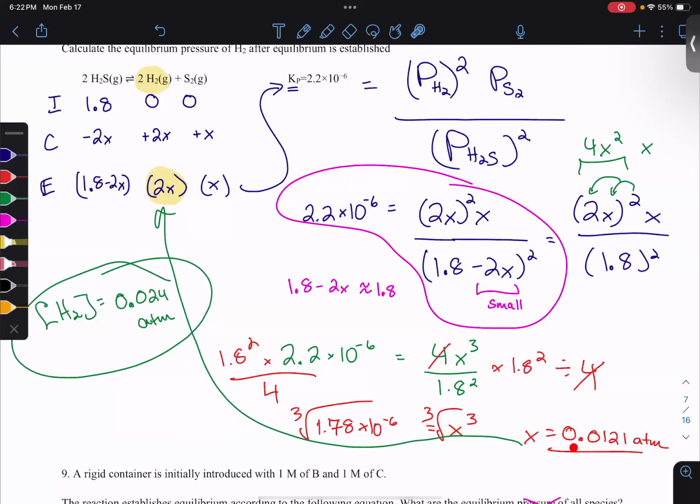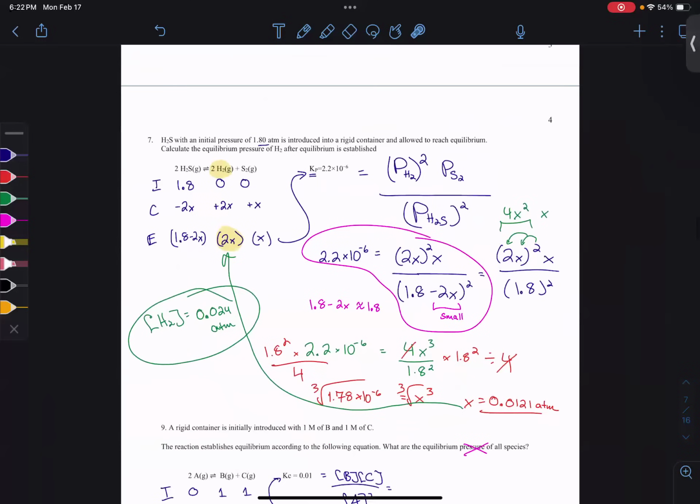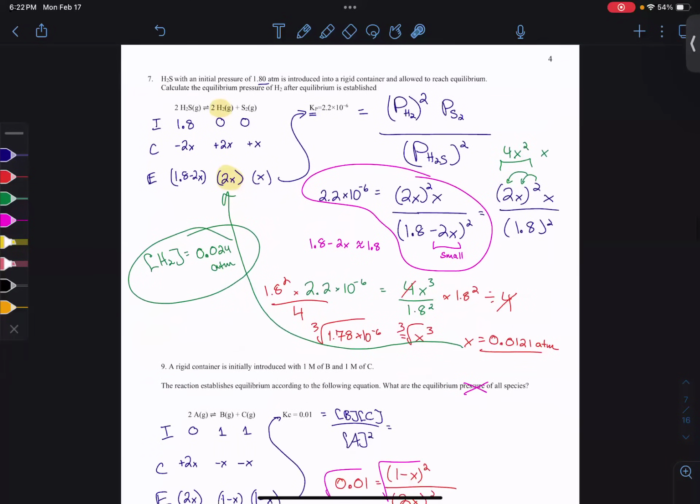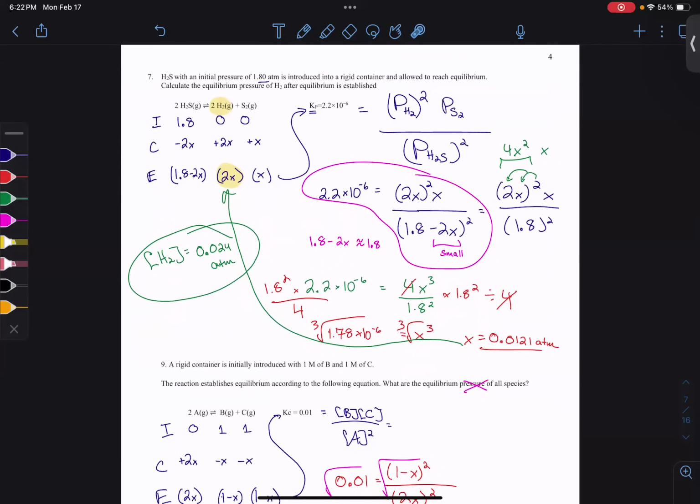If we did the approximation, we got x equals 0.6. Would our approximation make sense? No, 0.6 is a really large fraction of 1.8, but 0.01 is a very tiny fraction of 1.8. So that's why this approximation works. If x was like 0.5 or something, then it would not work. So that is what you need to be looking at when making these approximations. We're going to be doing it a lot in chapter 16. You won't even be thinking about it anymore, but be aware that that's typically what it looks like.